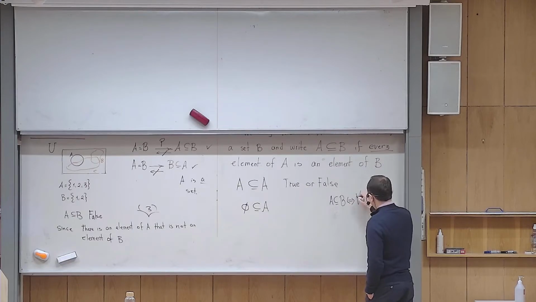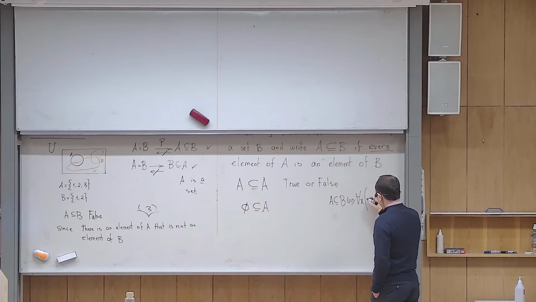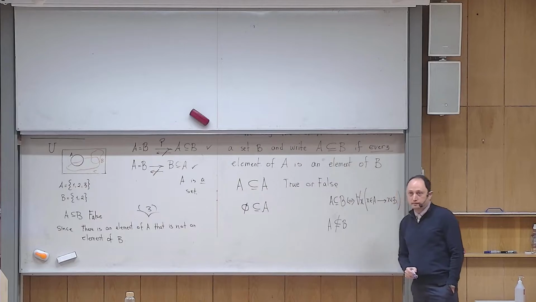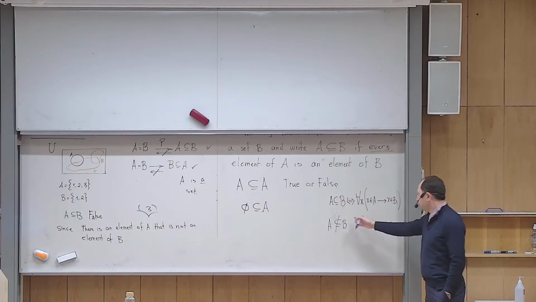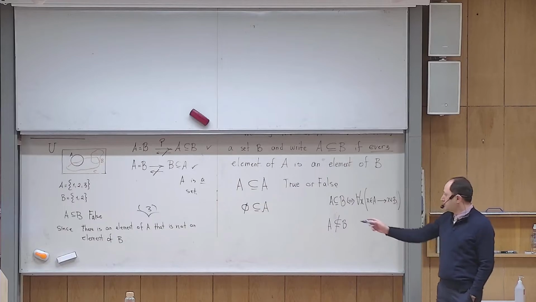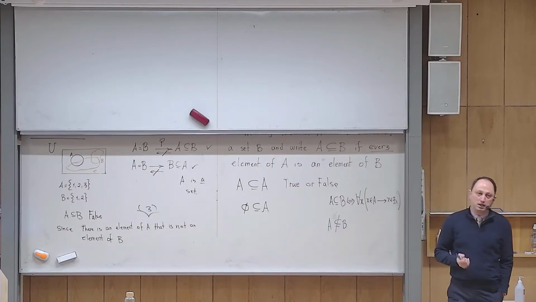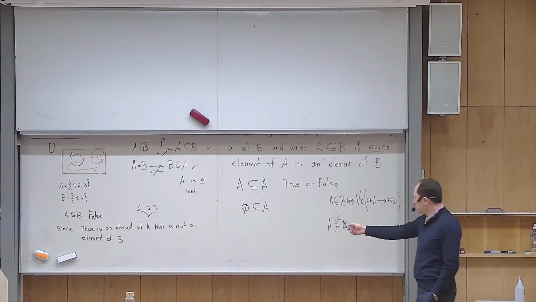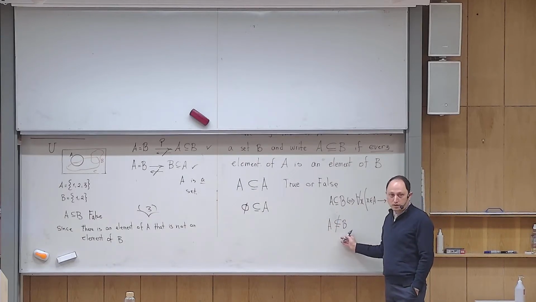So let us say that A is a subset of B mathematically means what? It means for all x, if x is in the left-hand side, then x also is in the right-hand side. Yes? This is the meaning. Now, can you translate this mathematically? A is not a subset of B means what? Exactly what you said: there is an element in A which is not an element of B.